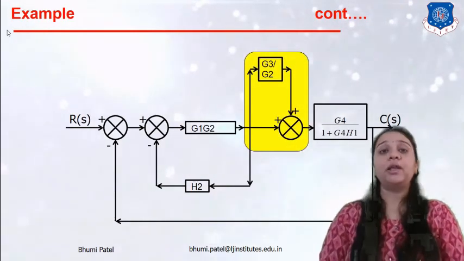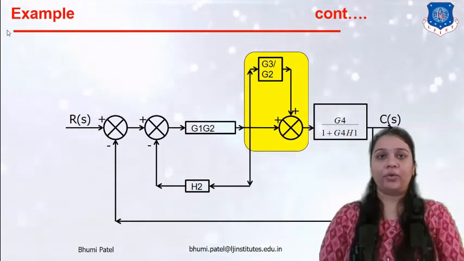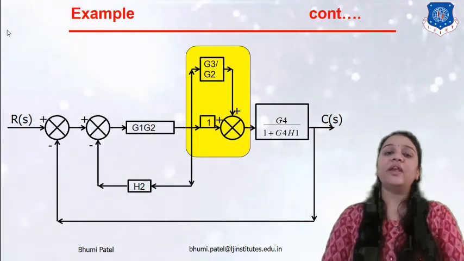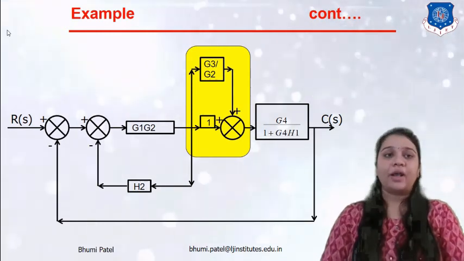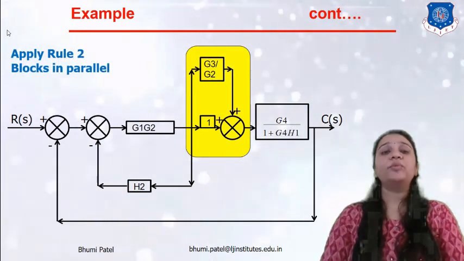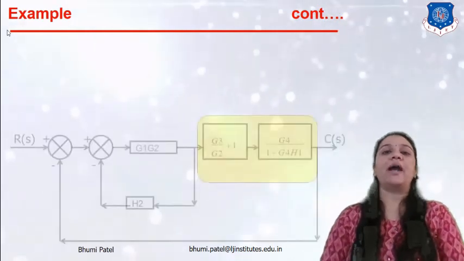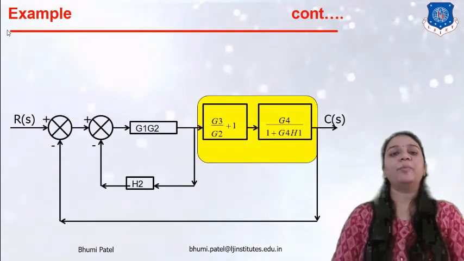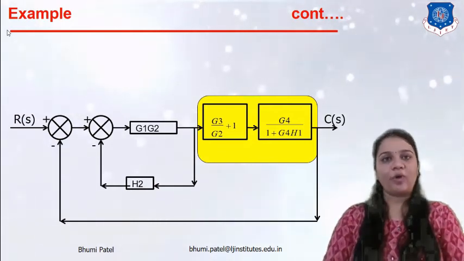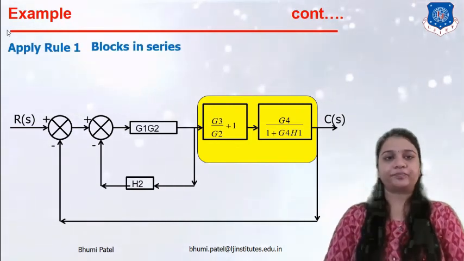Now here you can see that we can apply rule number 2, block in parallel connection. Okay, but here the forward element value is not given, so we can take it as 1. So now we apply rule number 2, block in parallel connection, and the sign of both the blocks is positive. So the answer is 1 plus G3 by G2. Now the G4 upon 1 plus G4 H1 block is directly connected in series with this block. So simply apply rule number 1, block in series connection.